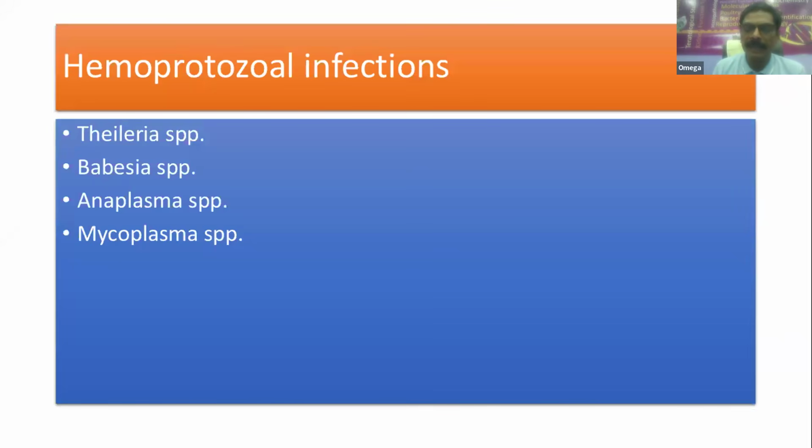Now we can see the different hematopoietic slides: theileria, babesia, anaplasma, and mycoplasma. These are the very common hematopoietic diseases that can be observed in sheep and goat. Depending upon the intensity, we can classify them as acute, subacute, or subclinical.